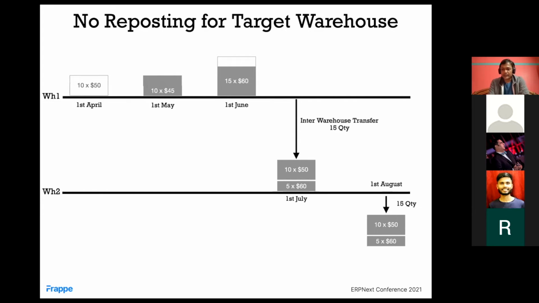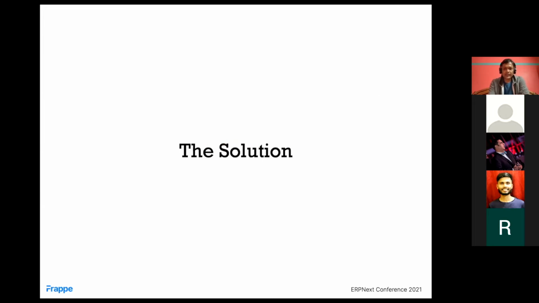Now let's say we have a backdated entry on 1st May, 10 quantity at $45 rate. Obviously our expectation is that the system will recalculate the cost of goods sold and item valuation for warehouse 2 also, but unfortunately that does not happen until version 12. It gives wrong cost of goods sold for warehouse 2. That was a huge problem until version 12.